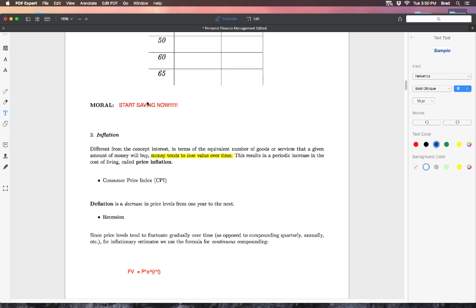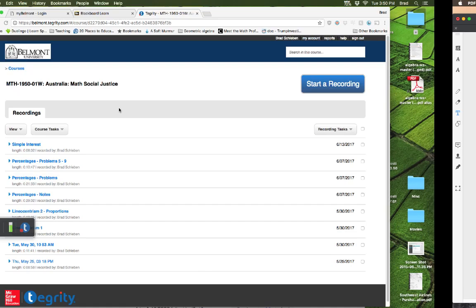The moral of the story for compound interest or interest altogether is start saving now. Please, for goodness sake, help yourselves out. Start saving now. All right, I'll see you back here for inflation.